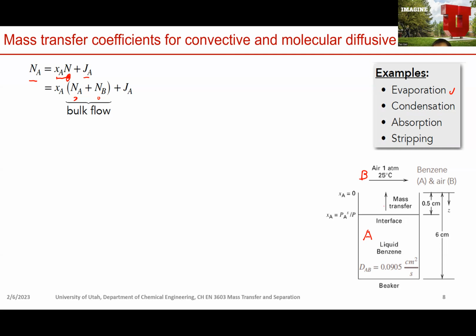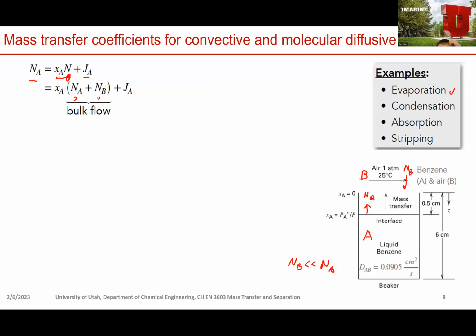Then in this case, we have the flux of A going in this direction, and the flux of B going in this direction. At a steady state, we know that when liquid benzene is saturated with air, the molar flux of B downward will be negligible, right? So in other words, NB is much smaller than NA.